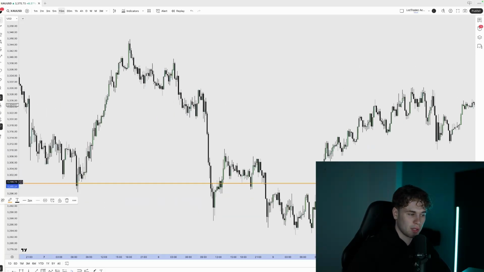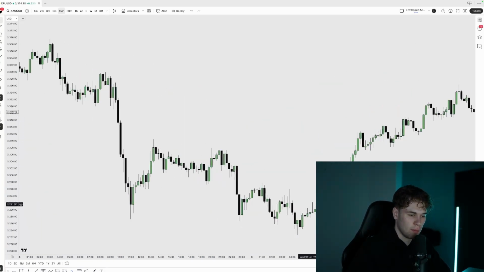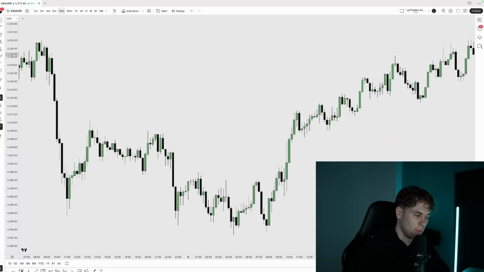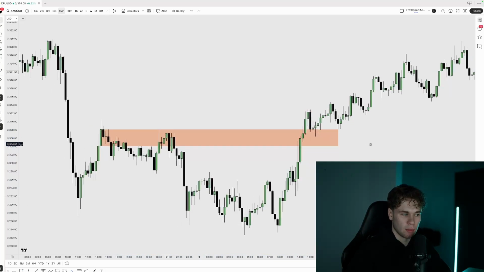Take a look. Remember this orange line. That is your order block. That is mean threshold. We then have what? Accumulation, manipulation, distribution. Where did I get in? Me specifically, I bought here. Right there. Okay, why right there? Because it's a breaker block.